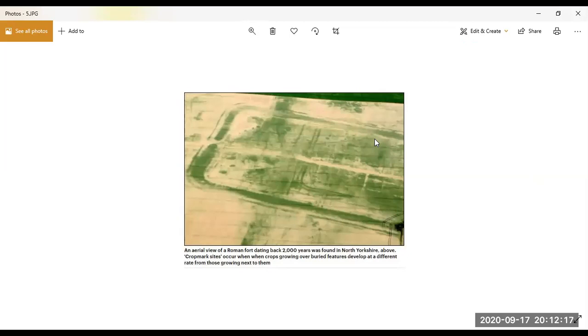This was actually published this year. An aerial view of a Roman fort dating back 2,000 years was found in North Yorkshire. Crop mark sites occur when crops grow over buried features and develop at a different rate from those growing next to them. We'll look at a great deal more detail. But these sites are being found now.